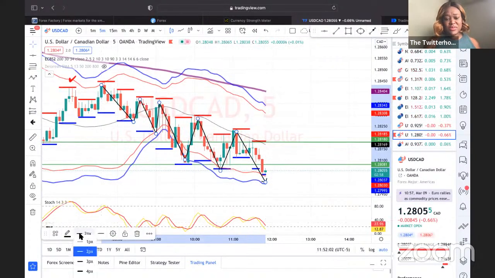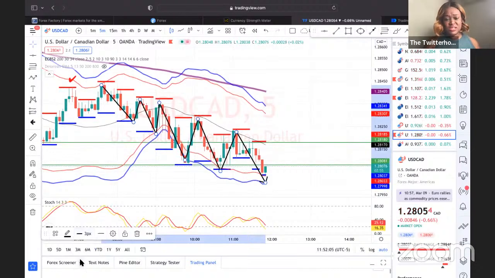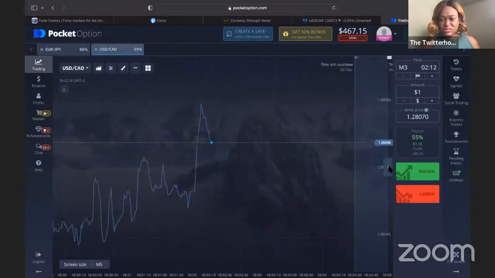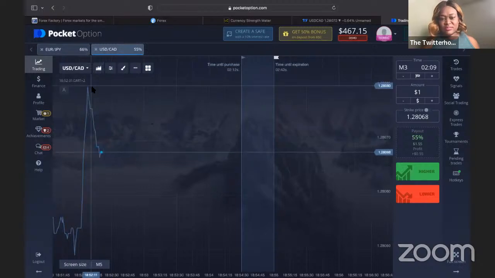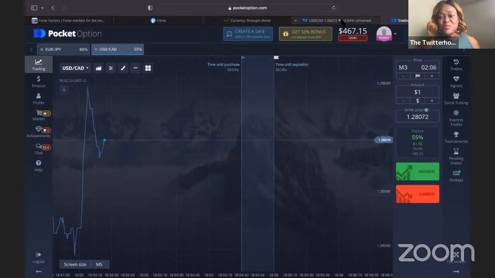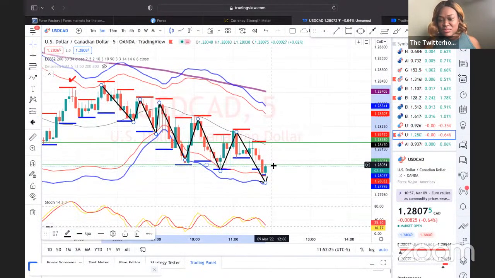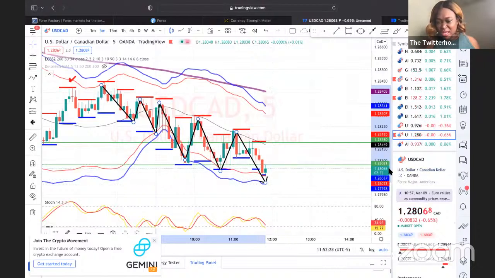We're looking for a pullback because that's just what price does. And there's the pullback. And I think we missed it. But that's the pullback, right? That's the pullback. The line is at 81,081, and it pulled back. So that was an entry right there. Do you guys see that?